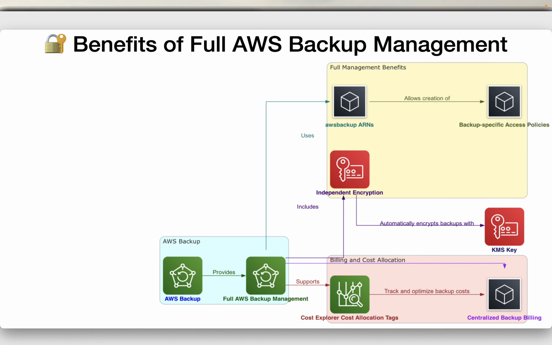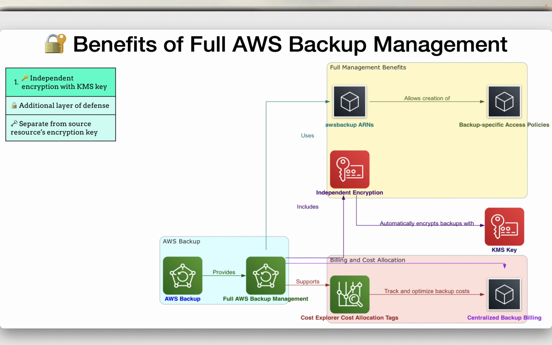Okay, next feature is benefits of full AWS Backup management. So this is full AWS Backup management. AWS Backup automatically encrypts your backup using the Key Management Service (KMS) key of your AWS Backup Vault, providing an additional layer of defense separate from your source resource's encryption key.